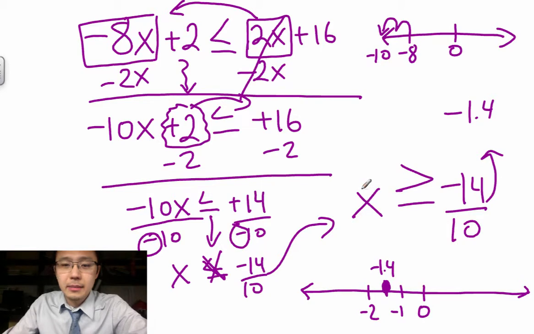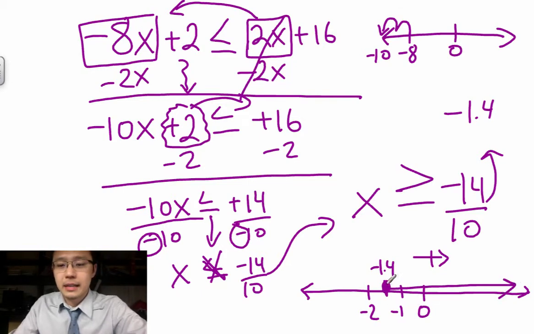Are my x's, my numbers, greater or less than? They're bigger. So which side is bigger than a negative number? This side, because that's going towards the positive side. So my line would be going that way. So that's how you would do this question.